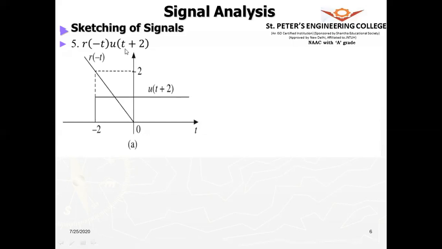Now we have to find the product of these two signals. As you can see, the u of t plus 2 exists for the positive values of t. Of course, it starts at minus 2, whereas r of minus t exists for negative values of t beyond minus 2, and it does not exist for positive values of t, as you can see from here. So when you multiply the product, the one signal exists and the other signal is 0 in some regions. So therefore, the product will be 0 in those regions.